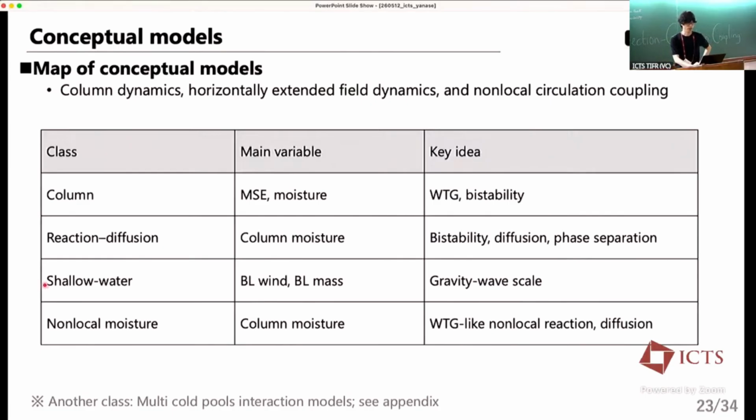The other important class is the shallow water model. It can represent the circulation field, wind and mass. An important point is that it also reproduces gravity wave propagation, so it has the potential to set the spatial scales related to gravity wave adjustment. Finally, we will introduce the non-local moisture model, a kind of combination of the reaction diffusion idea and the gravity wave adjustment idea, which I will briefly introduce later. I cannot touch on another class, the multi-scale interaction model. It is also an important model, but I cannot touch on it in this lecture. If you are interested, please see the appendix for the reference.